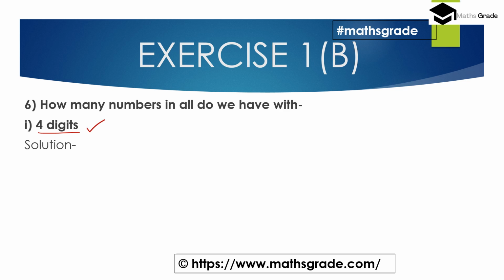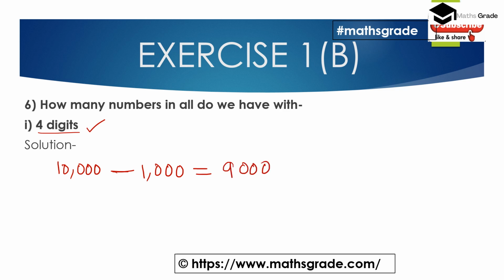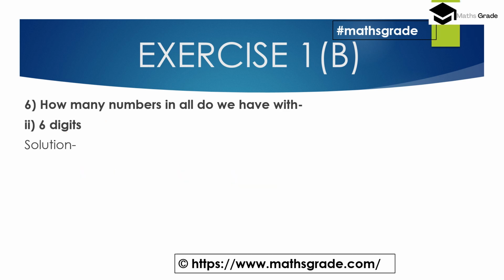The smallest 5 digit number is 10,000, and the smallest 4 digit number is 1,000. So the difference between 10,000 and 1,000 is 9,000. So there are 9,000 four digit numbers. The answer is 9,000.